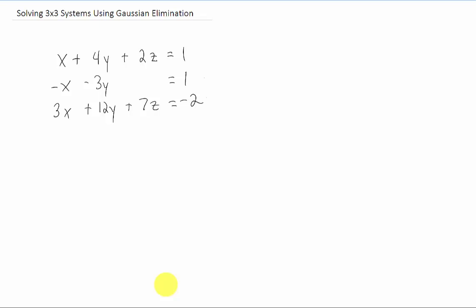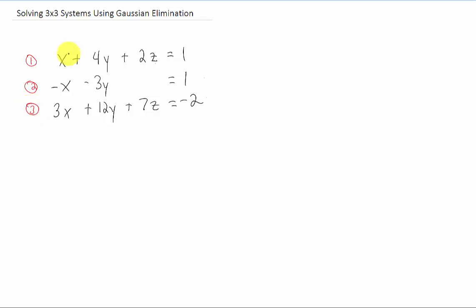I want to show you how to solve this 3 by 3 system of equations using Gaussian elimination, or at least the first few steps of Gaussian elimination. In this example, our variables are x, y, and z. I'm going to start by labeling these equations, equation 1, 2, and 3.